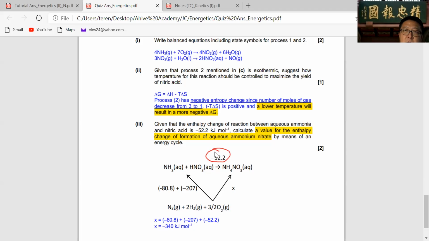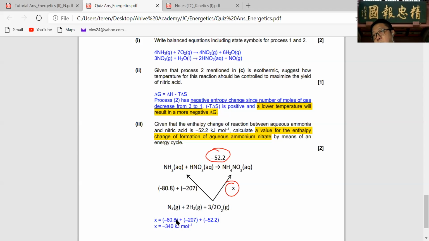Here, this is the X. X is your enthalpy change of formation. Enthalpy change of formation, you must go back to your definition. It's the formation of 1 mole of the substance from their elements in their standard condition. At standard condition it is always O2 gas, H2 gas, N2 gas. They are not single atoms. So you must fall back to the definition.